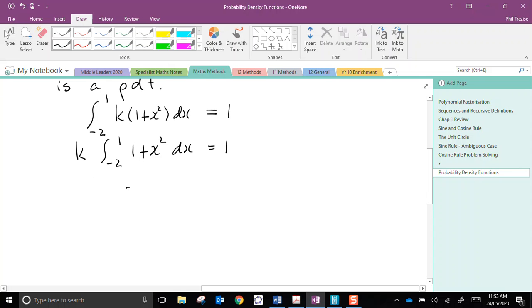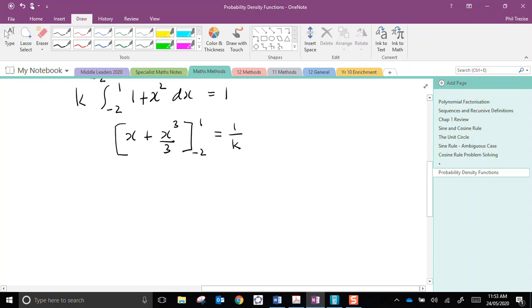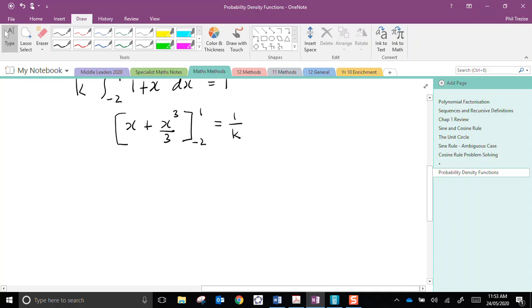The integral of 1 is x. The integral of x squared is x cubed, and we divide by the new power, and this is between the limits -2 and 1. Just for safekeeping, I might move k to the other side of the equation so it doesn't get jumbled up in this.